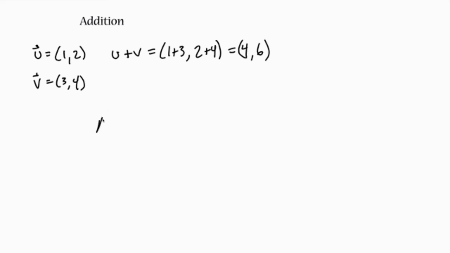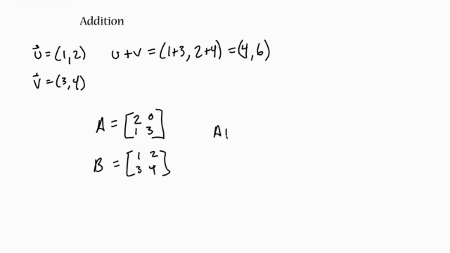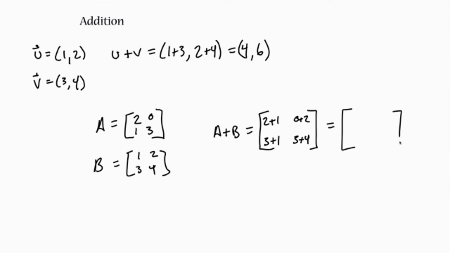And if I have two matrices, simple 2 by 2 matrices, A and B, then A plus B is just going to be the same size. And this is going to be A11 plus B11, 2 plus 1. And this is going to be A12 plus B12, 0 plus 2. This will be 3 plus 1, or 1 plus 3, whatever. And this will be 3 plus 4. Just adding up the elements that go in each space.